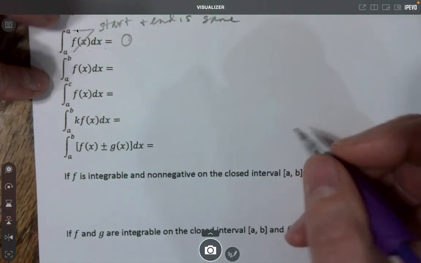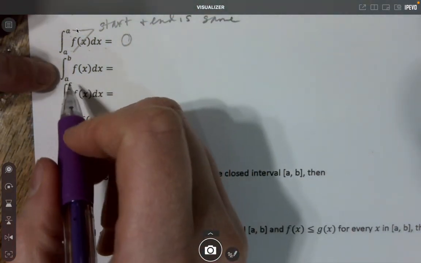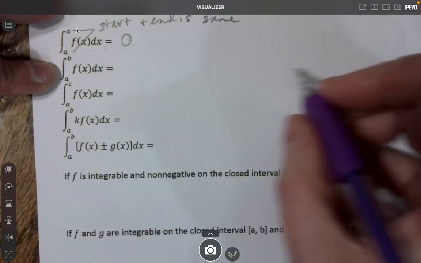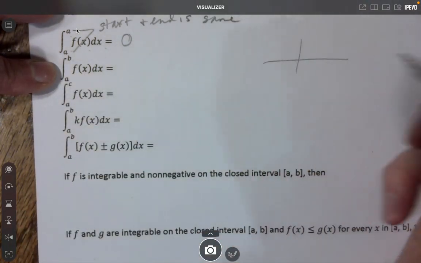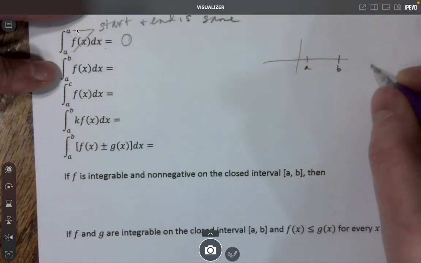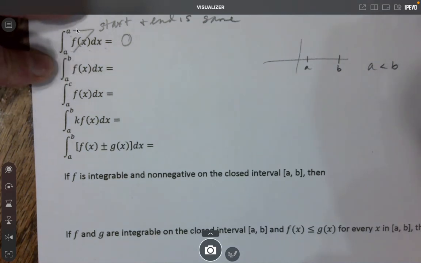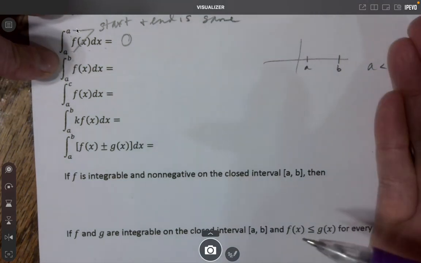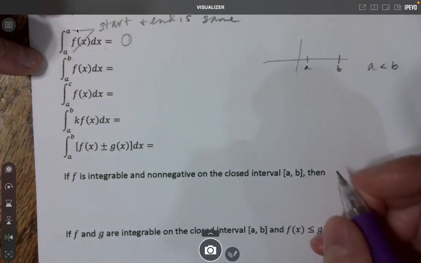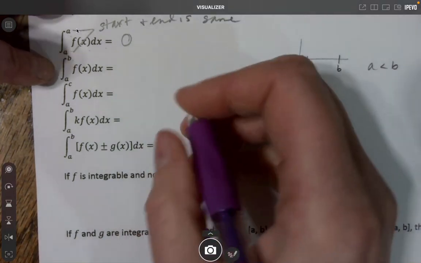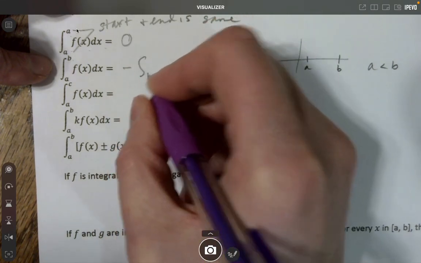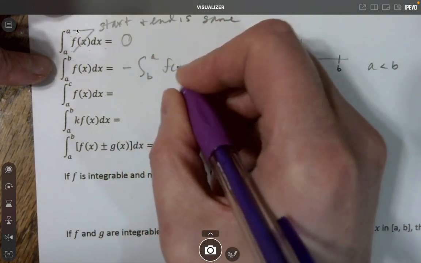Okay, so this next one is maybe a little bit surprising. If I'm moving from a to b, and again, I'm assuming that on my graph here's an a, here's a b, so I have a less than b. If I want to go backwards from b to a, then I just have to change my sign and make it negative. So I'm going to write equals negative of the integral from b to a of f of x dx.